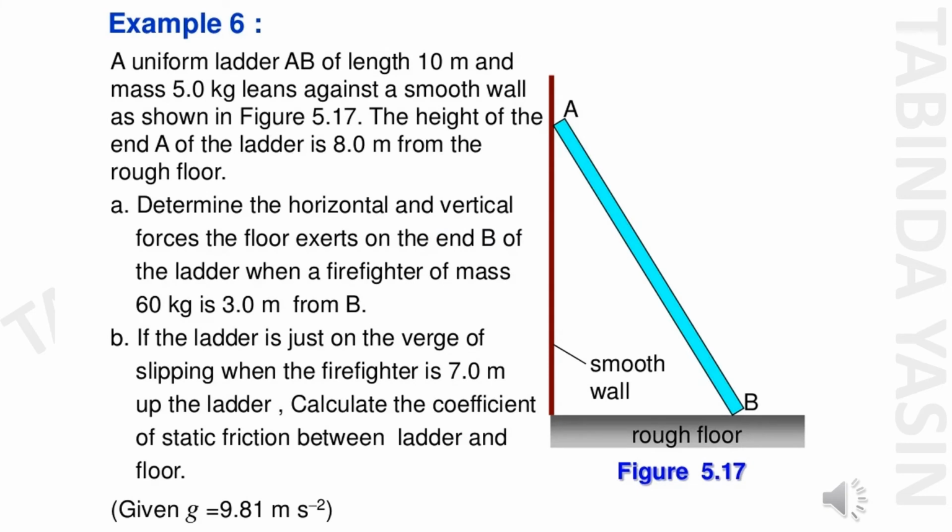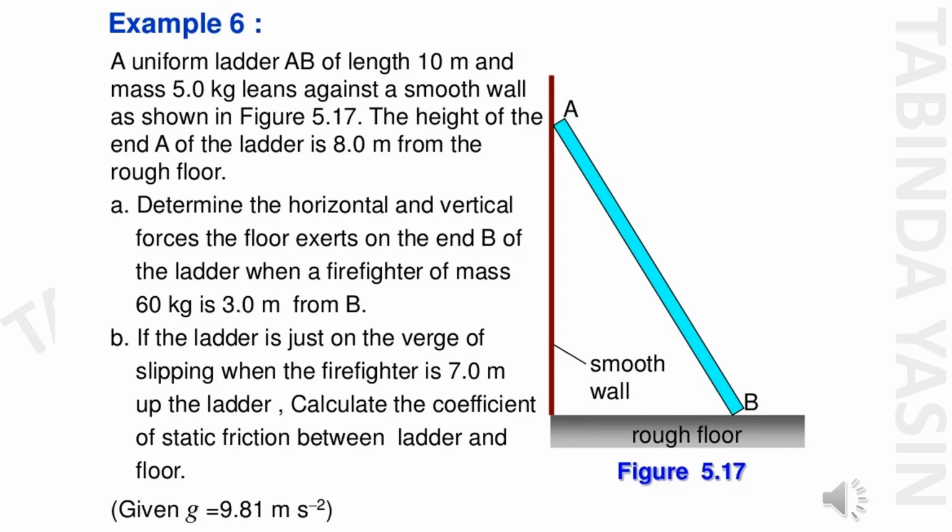Now we're going to solve another example. A uniform ladder AB of length 10 meter and mass 5 kg leans against a smooth wall as shown in figure 5.17. The height of the end A of the ladder is 8 meter from the rough floor. Part A: determine the horizontal and vertical forces the floor exerts on the end B of the ladder when a firefighter of mass 60 kg is 3 meter from the point B. If the ladder is just on the verge of slipping when the firefighter is 7 meter up the ladder, calculate the coefficient of static friction between the ladder and the floor.